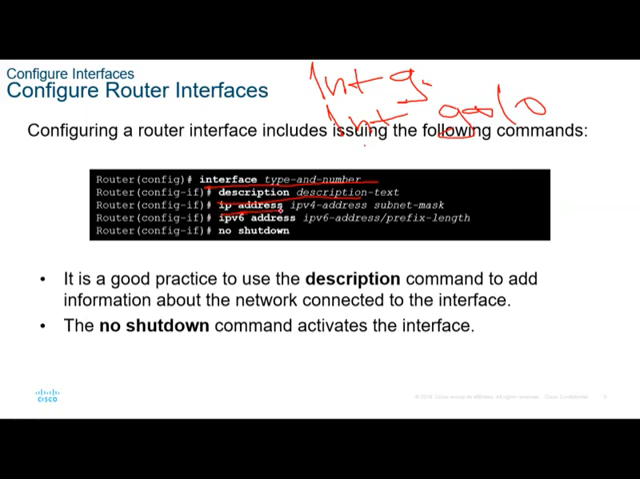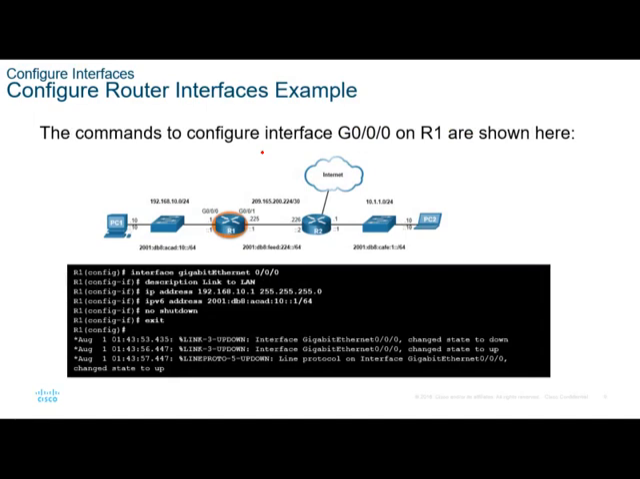So we have two versions, version 4 and version 6. If you are dealing with version 4, just ip address, and you state the address. Then for IPv6, you state the IPv6 address. No shutdown is the command for activating the interface. We had the syntax on the other side. Now here, these are real examples. As you can see, call the interface, then the description, the IPv4 address, the IPv6 address, then no shutdown.